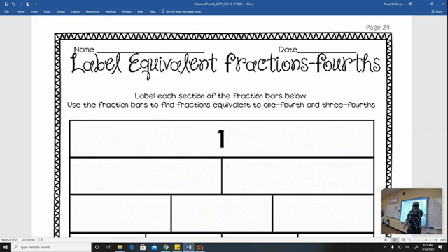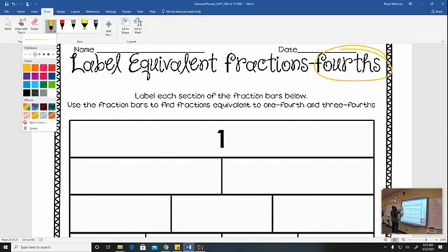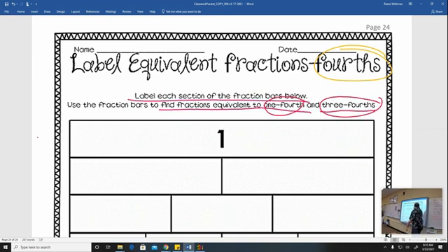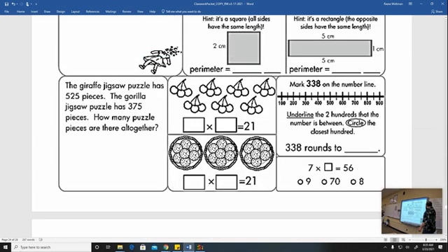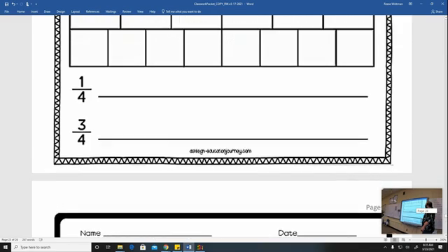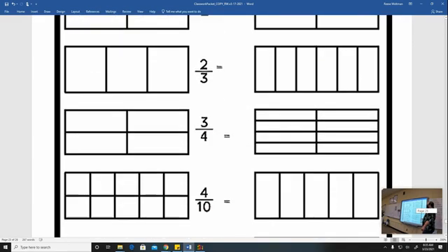So make sure that when you're looking at this, for one, fourths, let's also change colors. Oh, it's a little hard to see. You're going to label each section of the fraction bars. Then, remember, you're going to find fractions that are equivalent to 1/4 and 3/4. And you'll see those down at the bottom. The goal is we're still looking for equivalent fractions. We'll see them right down here, okay? And then we're going to do a building fractions page.